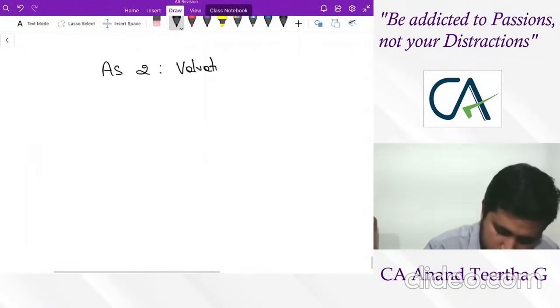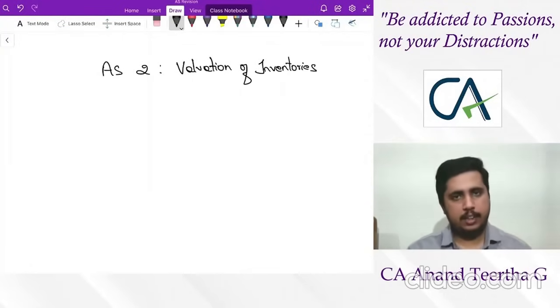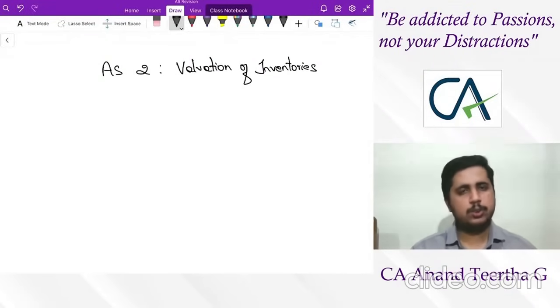Valuation of inventories. Now, one of the major asset for any organization is the stock what they are going to hold. So there might be your fixed assets or current assets as such. Current assets stock is one of the crucial asset what any enterprise can hold. So valuation of those stock is covered in this standard as to how these inventory are supposed to get valued.